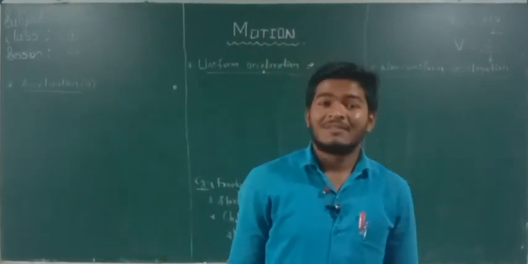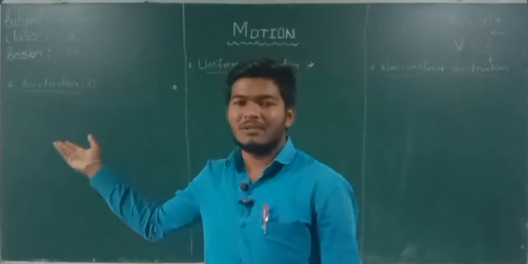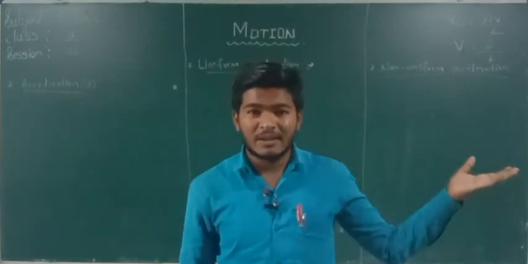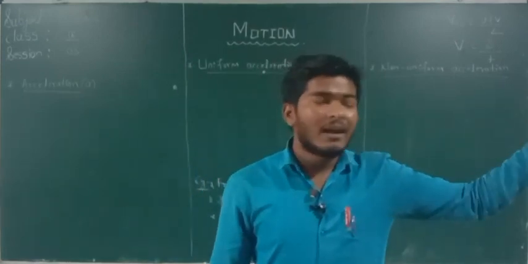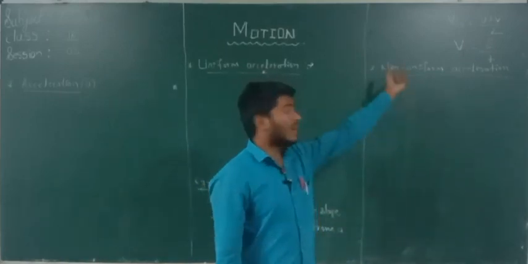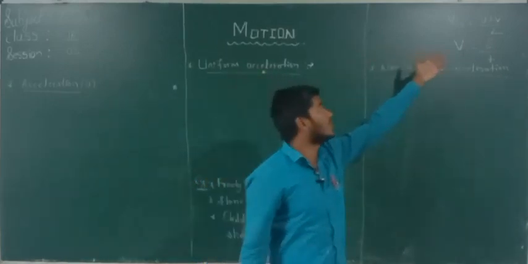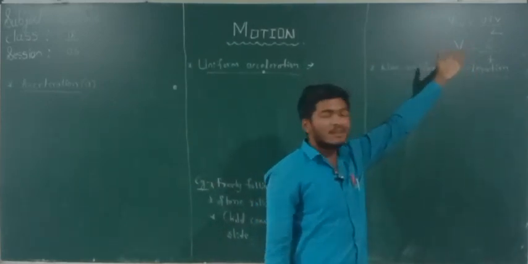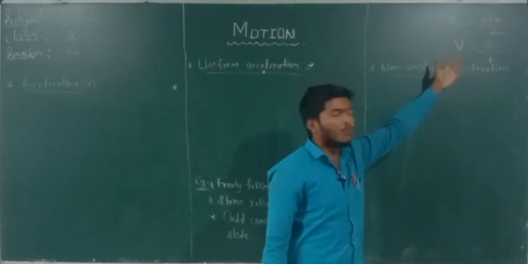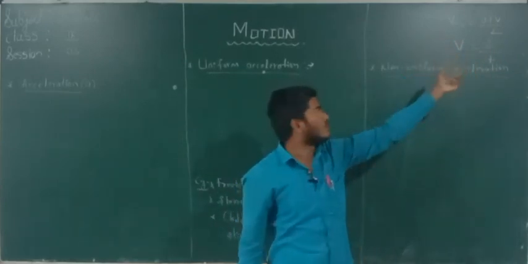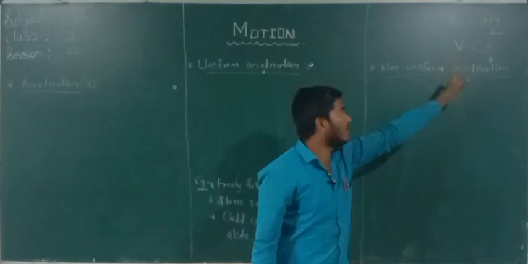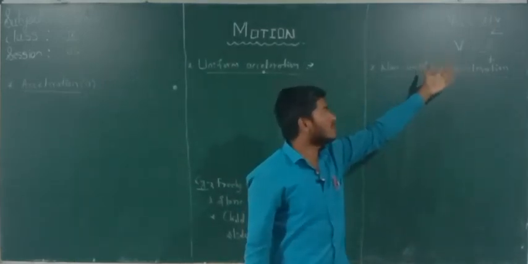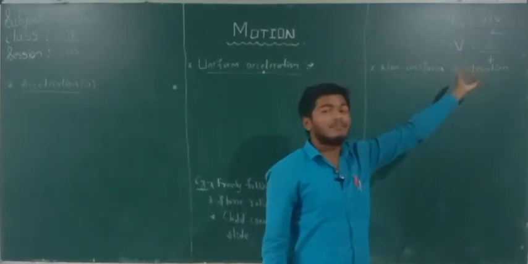In the last session, we discussed, in the chapter motion, what is velocity, what is speed, what is average velocity and what is average speed. We also discussed some problems on average velocity. V is equal to u plus v divided by 2, that is, initial velocity plus final velocity divided by 2. And we discussed some problems on average speed, that is capital V is equal to s divided by t, which is the total distance covered by the object in time t.